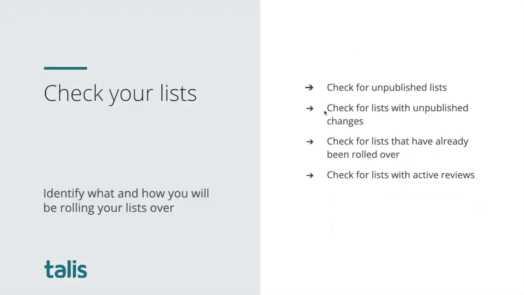So checking your lists. The main way to do this is by using the reports. We want to check for unpublished lists and check for lists that have unpublished changes. To do that, you'd use the All Lists report, and you'd filter to the time period that you're rolling over from, and also the status of those lists. First you would filter for unpublished or draft lists, and then you might want to contact the academic and say, your list is unpublished. Were you aware of that?